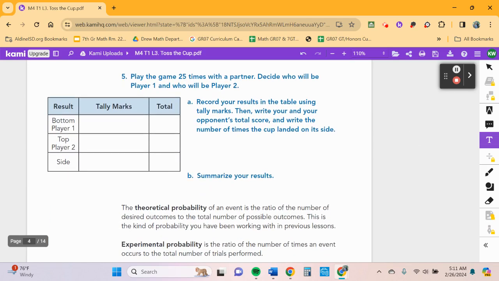So, number 5, it says play the game 25 times with a partner. Decide who will be player one, who will be player two. Now, like I said, I wish I had a cup to give you through the screen. However, I don't. This is digital, so we've got to make it work. All right. Part A says record your results in the table using tally marks to total up the scores, and then we're going to summarize our results.